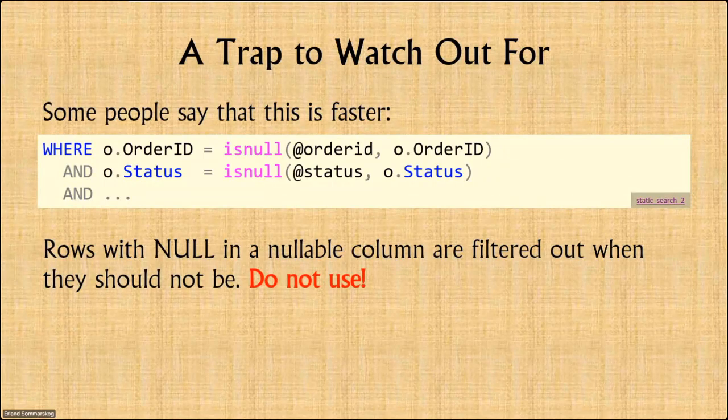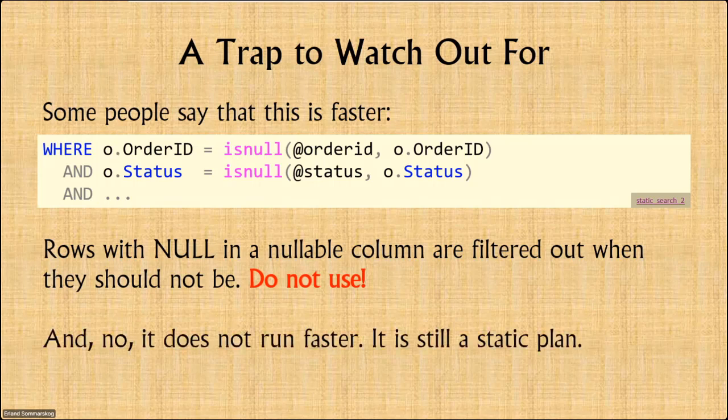So the whole story is simple: if we use this pattern, rows with null in a nullable column will be filtered out when they should not be. So do not use this pattern. It's just bound to cause accidents. And of course, it does not run faster, because it's still a static plan. It still has the same problem as the previous version.